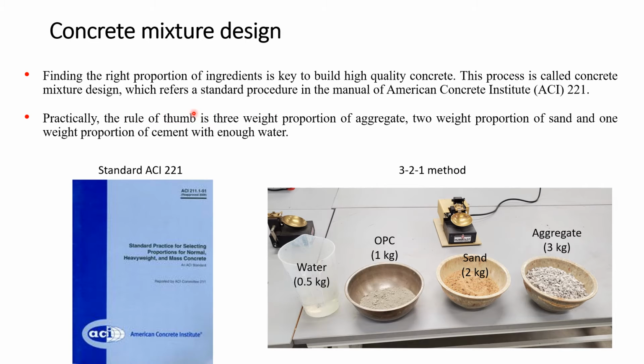By rule of thumb, that means we need 3 weight proportion of aggregate, and we use 3 kg, 2 weight proportion of sand, 2 kg, and 1 weight proportion of cement or PC, that's 1 kg, with enough water. First, we will try water as 0.5 kg, then we'll keep adding water until we find the right amount of water.